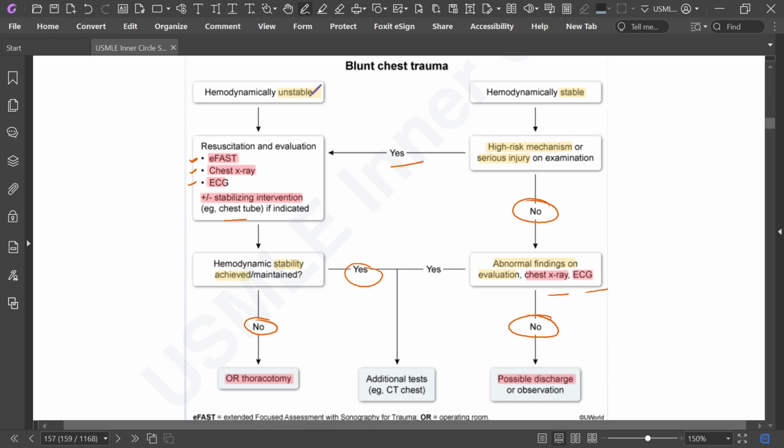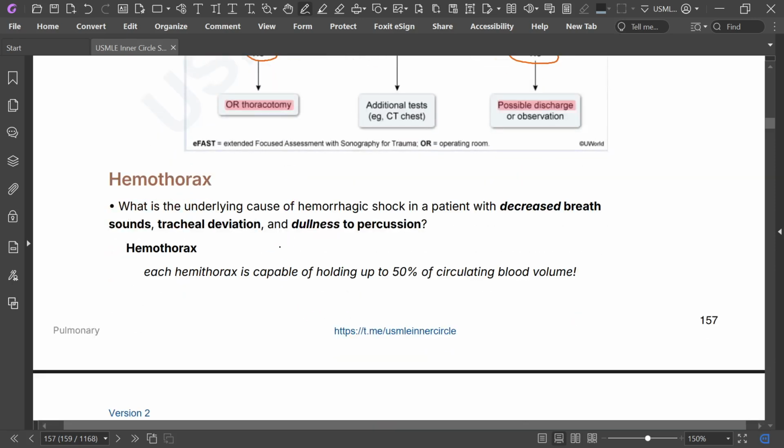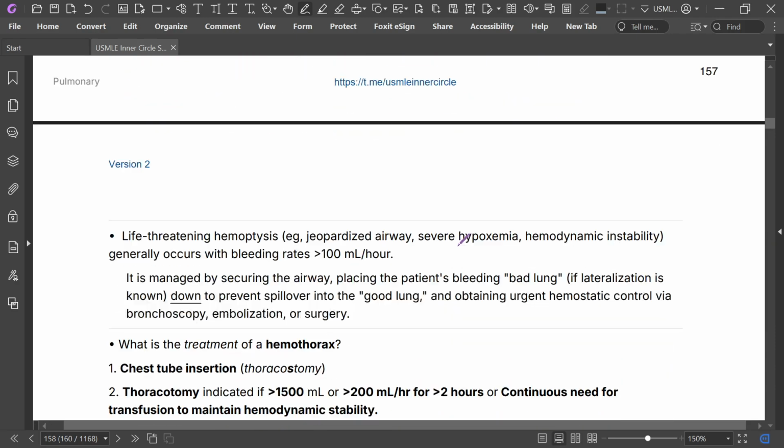So for a hemodynamically unstable patient: E-FAST, ECG and chest X-ray, with or without stabilizing intervention like a chest tube. Now hemothorax. After blunt chest trauma, the most important topic is hemothorax. What is the underlying cause of hemorrhagic shock in a patient with decreased breath sound, tracheal deviation, dullness to percussion? It is hemothorax. Each hemothorax is capable of holding 50% of the circulating blood volume. Very, very high yield.